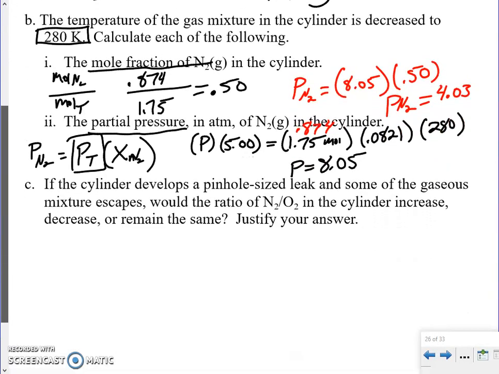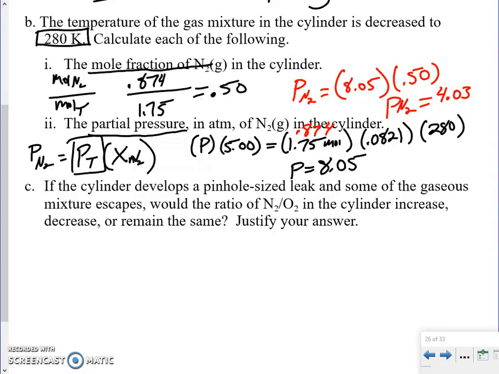Okay. Last but not least on this problem: if the cylinder develops a pinhole-sized leak and some of the gaseous mixture escapes, would the ratio of N2 to O2 in the cylinder increase, decrease, or remain the same? Justify your answer. So, pinhole-sized leak, we have to recognize what's going to happen here. Well, the gases are going to escape, which they tell us. Is it going to be an even escape? Are nitrogen and oxygen going to escape at equal rates? The answer is no. Here's the reason why.